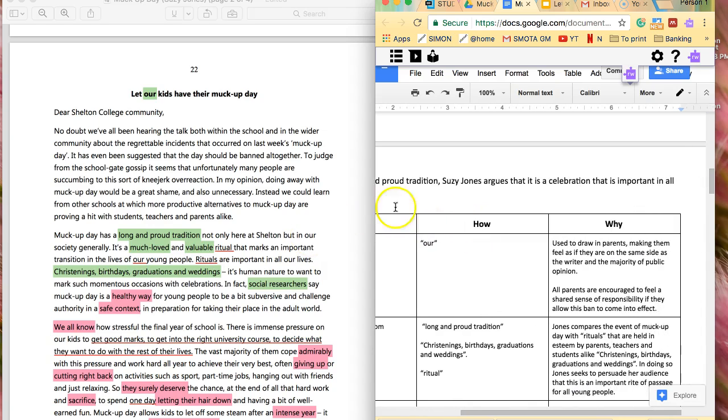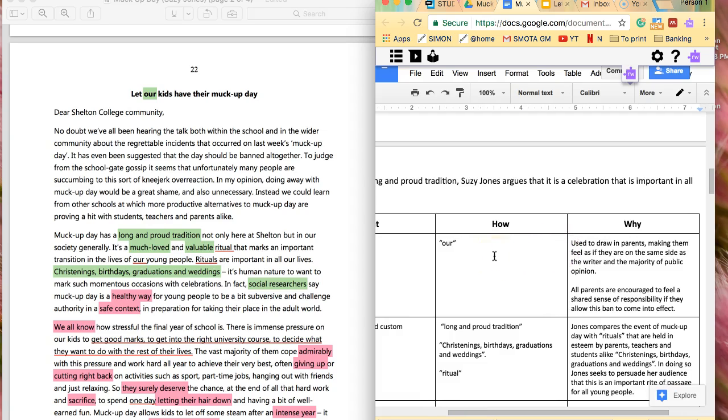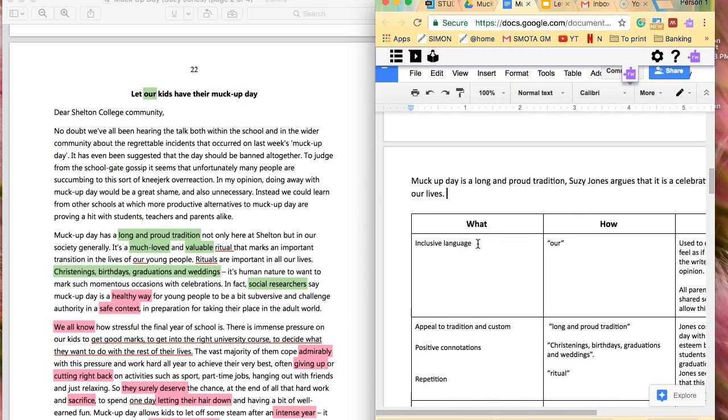So to describe it, you might say, Susie Jones uses inclusive language in her title to draw in parents, making them feel as if they are on the same side as her and the majority of the school community. All parents are encouraged to feel a shared sense of responsibility if they allow this ban to come into effect. So it will be their fault if they don't let their kids have a Muck Up Day. So it makes them feel like they have to act.